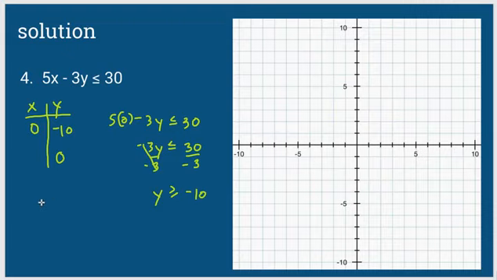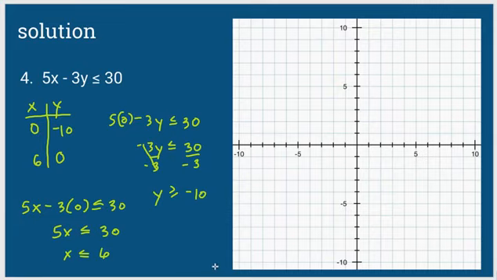Then I'm going to do the same thing, but I'm going to plug 0 in for y. So I'll have 5x minus 3 times 0 is less than or equal to 30. 3 times 0 is just 0. That leaves me with 5x is less than or equal to 30. I'm going to divide both sides by 5, and then x is going to be less than or equal to 6. Again, I'm not so concerned about the less than part here. What I want to know is that the intercept is at 6, 0.